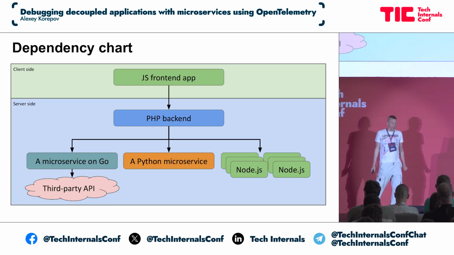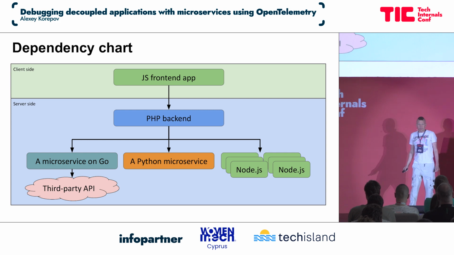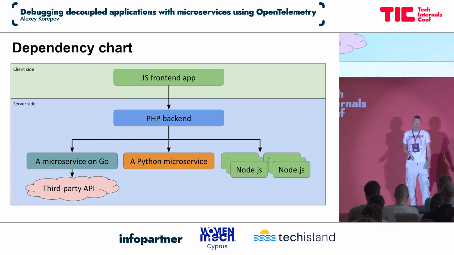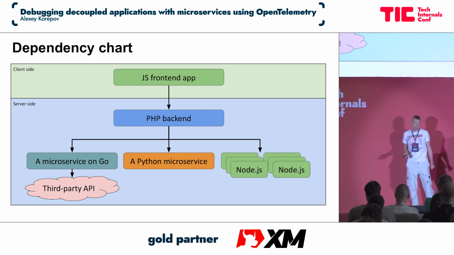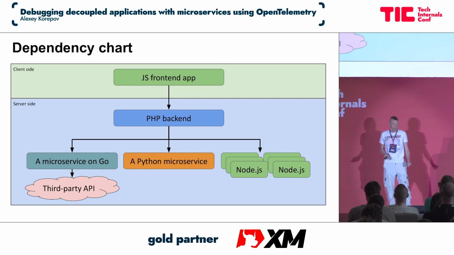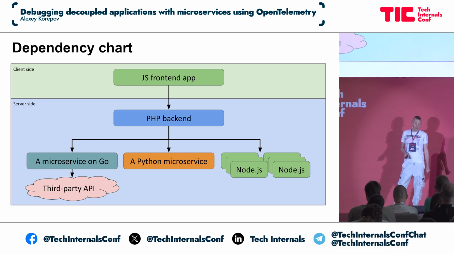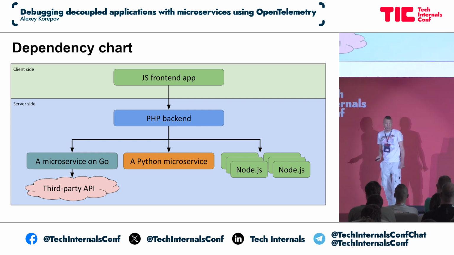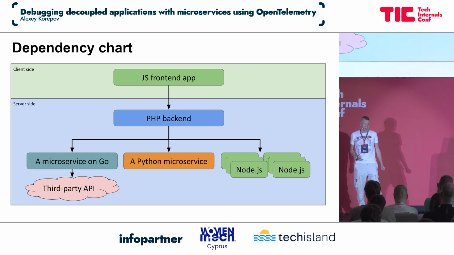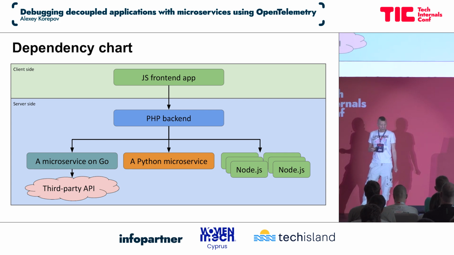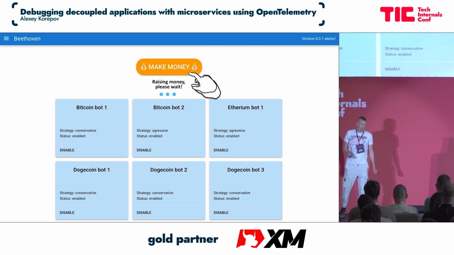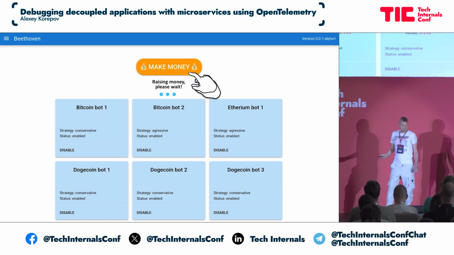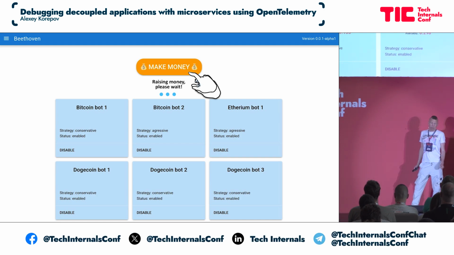And here is the dependency chart. So our frontend application sends a request to the PHP backend. Then the PHP backend calls a microservice on Go that calls the third-party API that can be slow or can easily go down. Then it sends data to a Python microservice to predict the future and control our Node.js bots to actually raise a lot of cryptocurrency. Now we know how it works, so let's brace ourselves and click on this gold button. And that's it. Bots updated successfully, and we raised a lot of money.